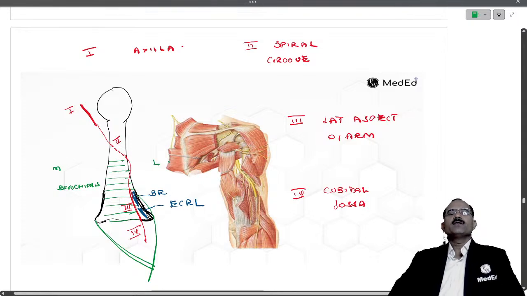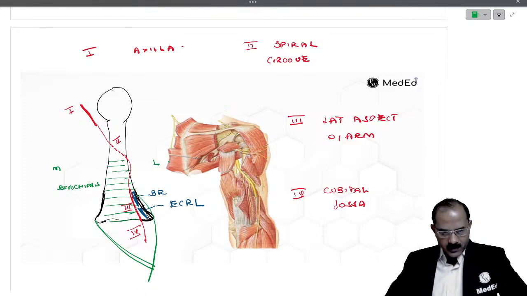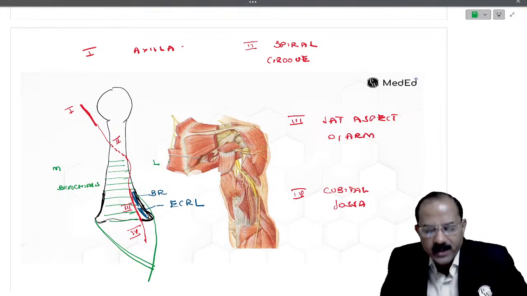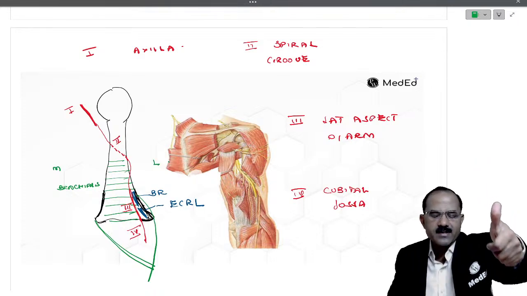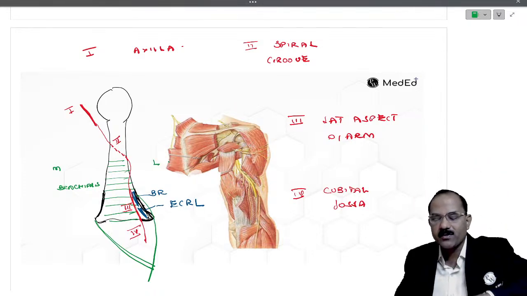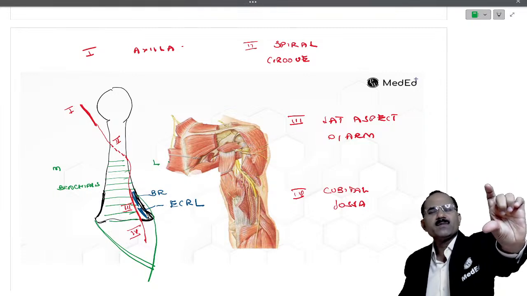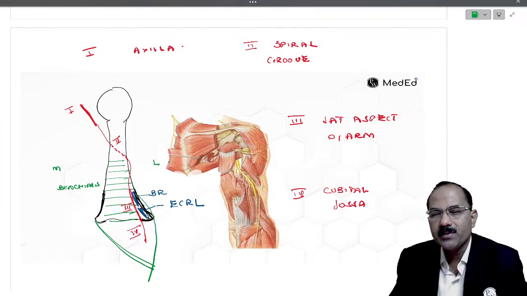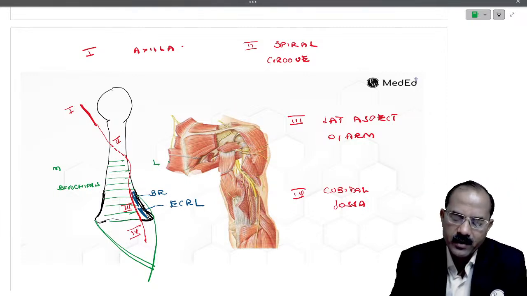So I've just told you in short the course of radial nerve. Radial nerve is first in the axilla, then it goes in the spiral groove, then it comes on the lateral aspect of the arm, and finally it comes in the cubital fossa. Now you tell me, what are the branches of radial nerve in the axilla?